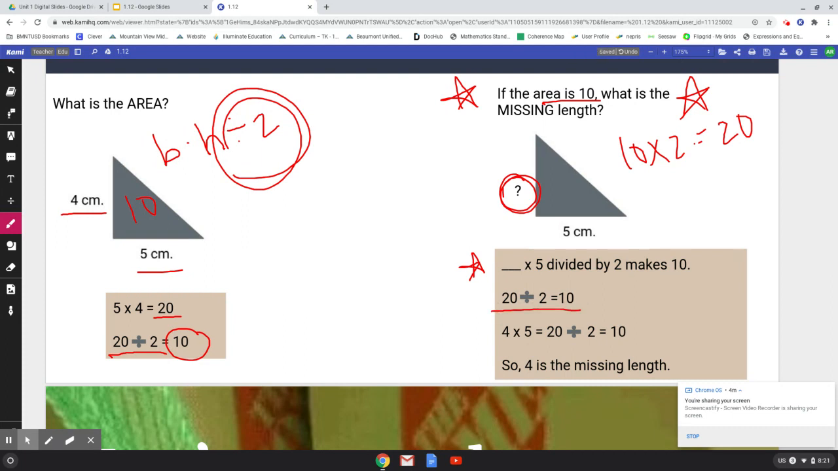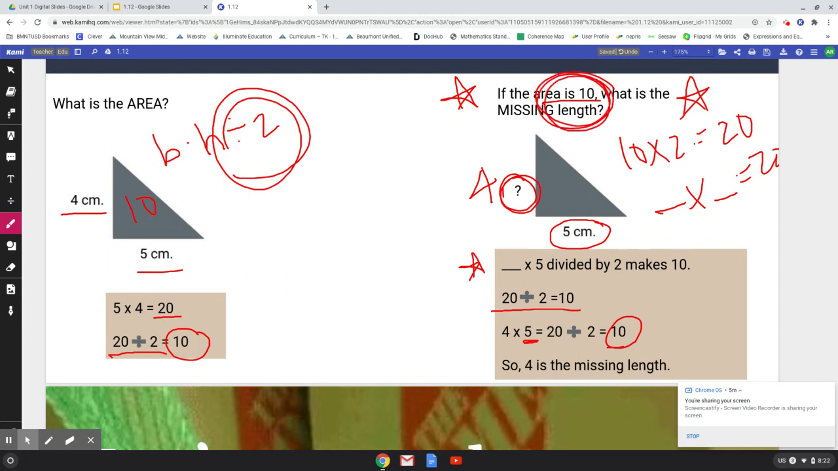Okay, so now what I need to think is what times what makes that 20 that I wrote above. And you already have a length of 5, so that's where that comes in. So something times 5 makes 20, and that's 4, right? So 4 times 5 makes 20. And then I divide it by 2 to get the 10, which is the area that they originally gave me.